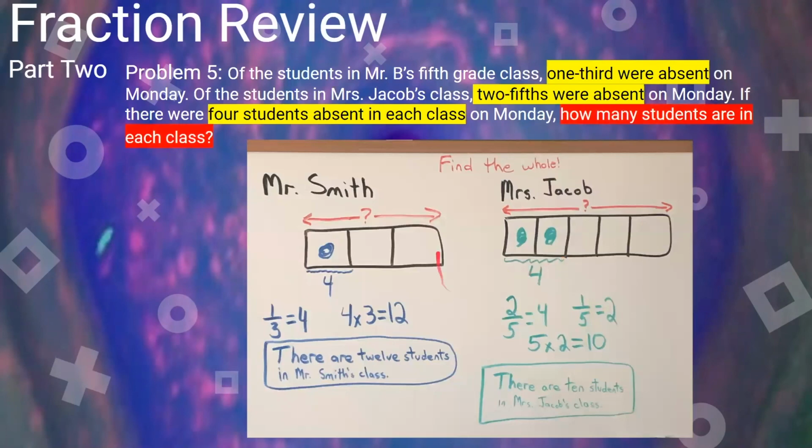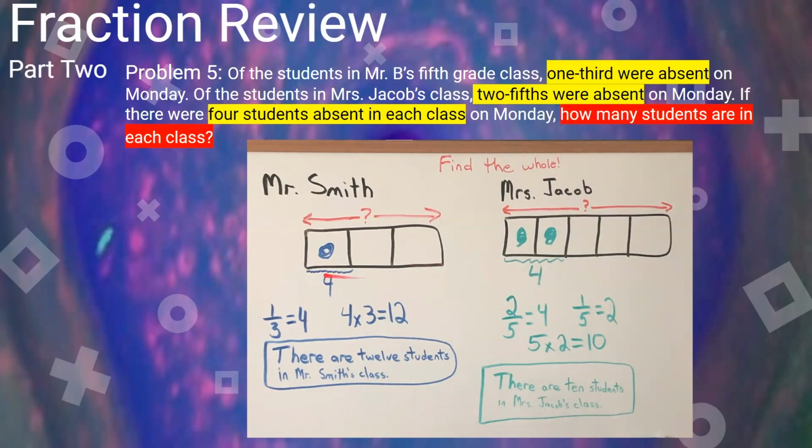And here's what I did. So the first thing is we need to find a whole, right? And all I wanted to know was how many students are in each class. So let's look at Mr. Smith first. Mr. B, I thought, Mr. B, Mr. Smith, I wrote the wrong thing, but Mr. Smith is Mr. B, and 1/3 were absent.